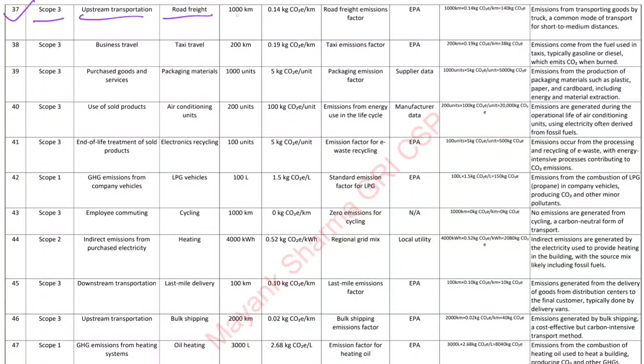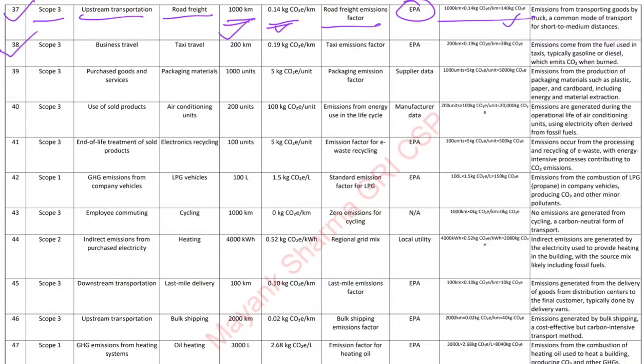So road freight, the distance traveled, that is 1000 kilometers. This is the emission factor, road fleet emission factor. Okay, and we have taken reference of EPA. This is the calculation, 1000 kilometer distance multiplied with the emission factor. So that's how we can calculate the emissions, which are basically from transporting the goods by truck. Okay, as I said to you, this is the example we have taken.